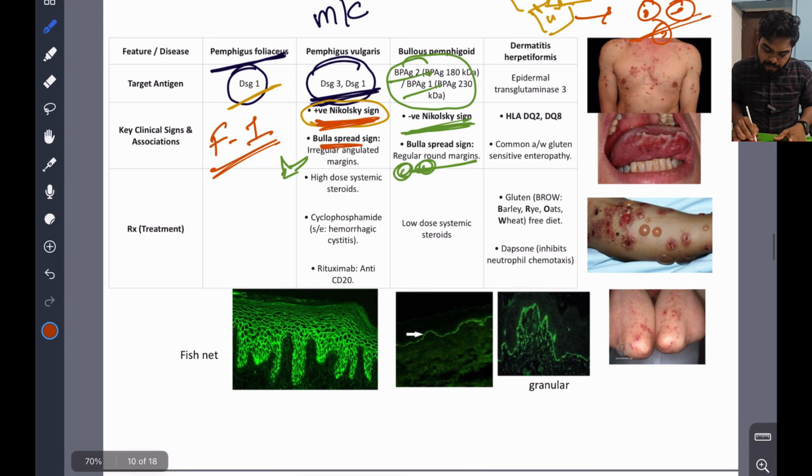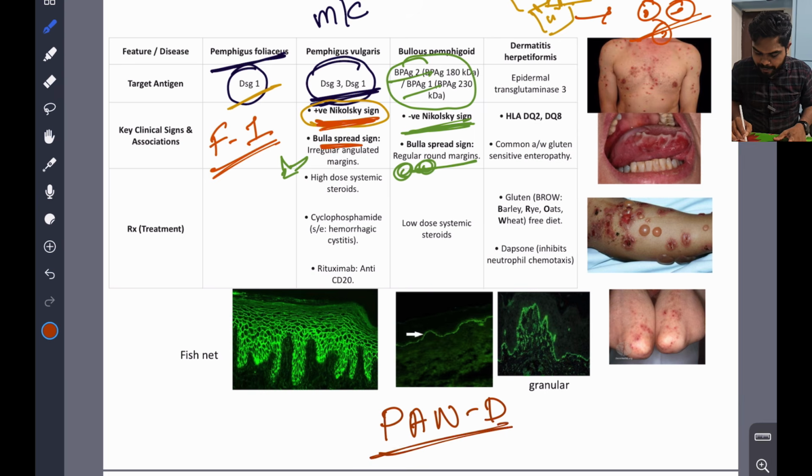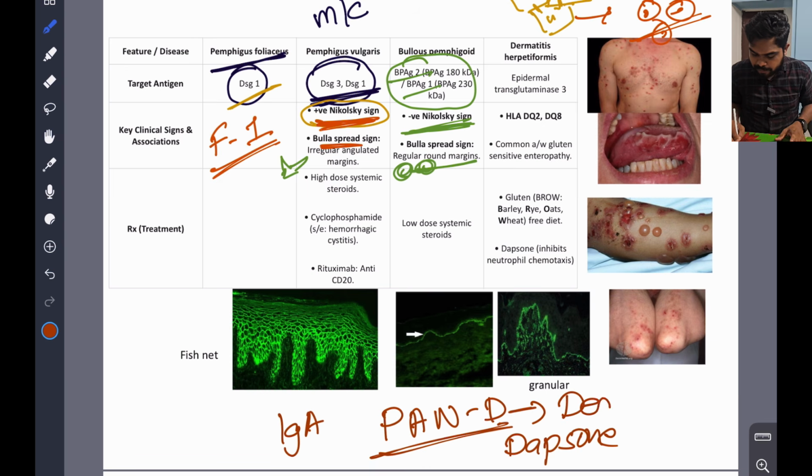So I am going to give a short mnemonic, PAND. P for papillary tip microabscess, A for IgA, D for dermatitis herpetiformis, D for dapsone also. D for dapsone, D for dermatitis herpetiformis, and N for neutrophils, A for IgA, P for papillary tip microabscess.